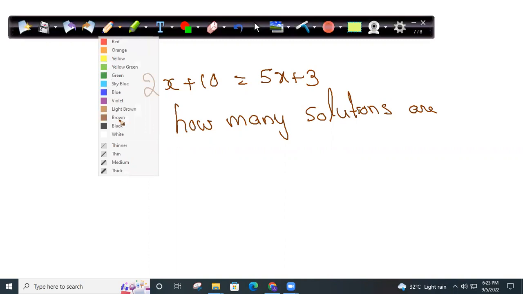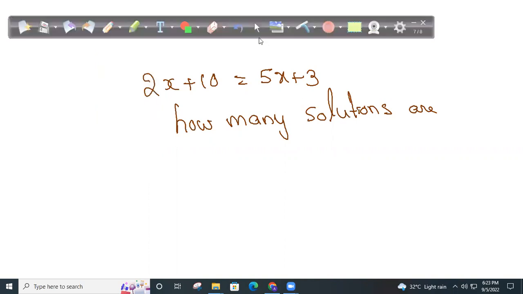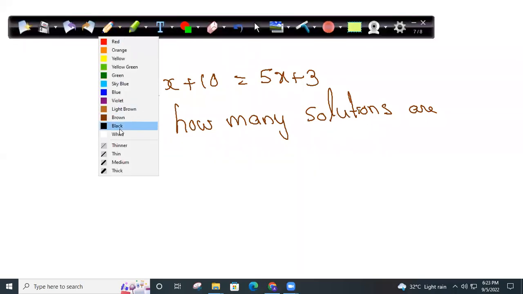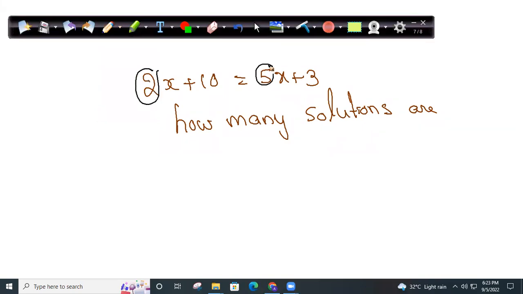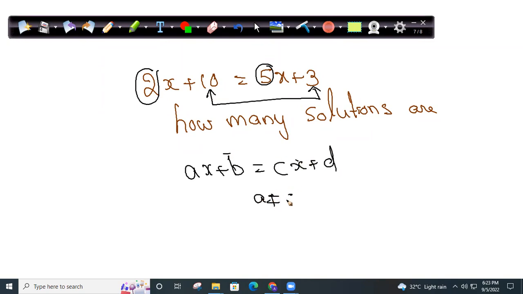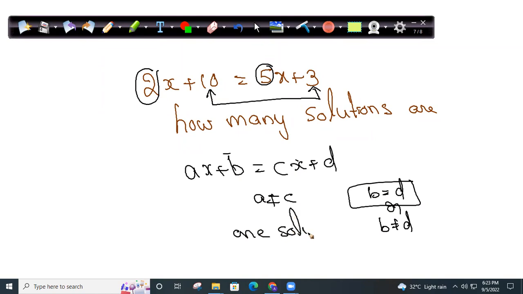So it will definitely have one solution. Why will it have one solution? If the coefficients of x are different, irrespective of the constants, if ax plus b is equal to cx plus d and a is not equal to c, whether the constants are equal or not, you'll have one solution. Whenever they say one solution, immediately your mind should go to this condition. The coefficients of x should not be same, because they won't cancel out. Definitely you'll have one solution.